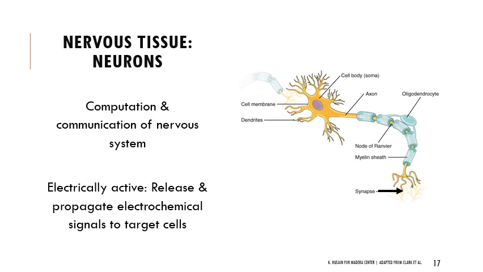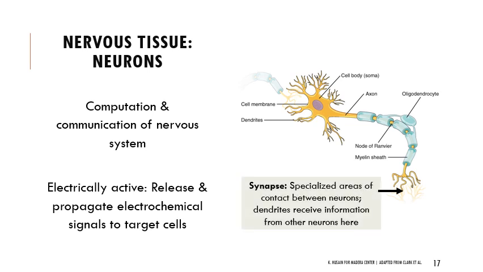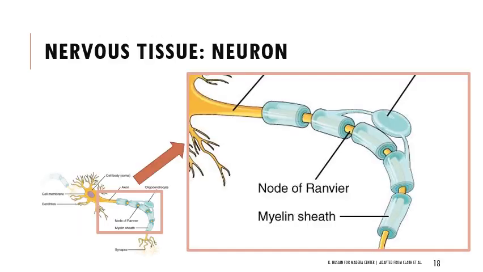So it's electrically active. It's able to release and propagate electrochemical signals to target cells across synapses. And what we mean by the synapse is a specialized area of contact between two neurons, so going from the end point of one neuron to the cell body of the next neuron. And so the dendrites on the next neuron, on the postsynaptic neuron, are going to receive information from those neurons at that point.